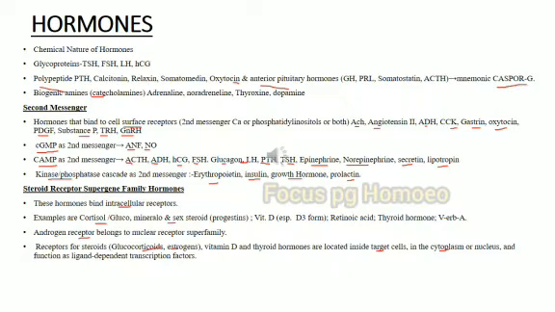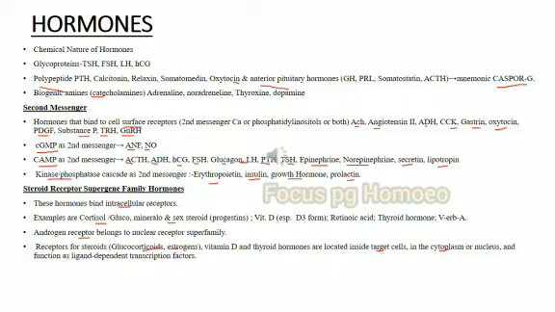Then cGMP as second messenger are ANF and nitric oxide. cAMP as second messenger are ACTH, ADH, HCG, FSH, glucagon, LH, parathyroid hormone, TSH, epinephrine, norepinephrine, secretin, and lipotropin. Then kinase and phosphatase are erythropoietin, insulin, growth hormone, and prolactin.